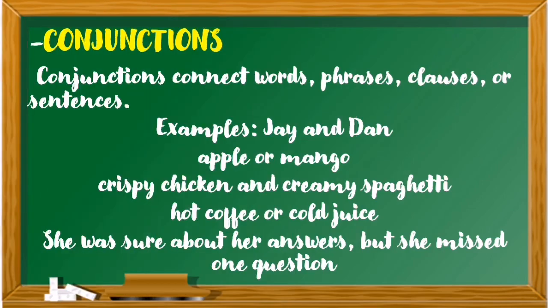So what are conjunctions? Conjunctions connect words, phrases, clauses, or sentences. For example, Jay and Dan. The conjunction here is and. Apple or mango? The conjunction here is or. Crispy chicken and creamy spaghetti. Hot coffee or cold juice? She was sure about her answers, but she missed one question. The conjunction here is the word but.